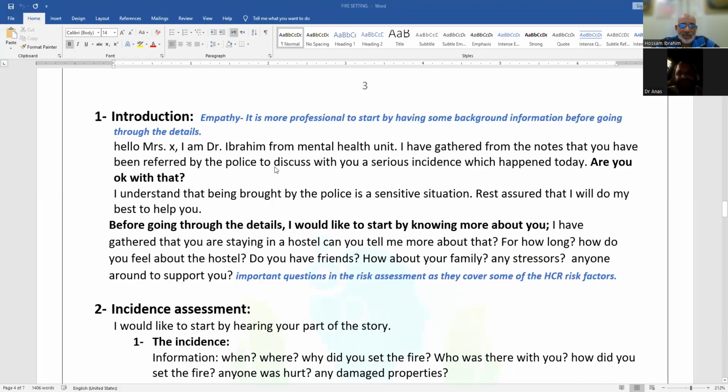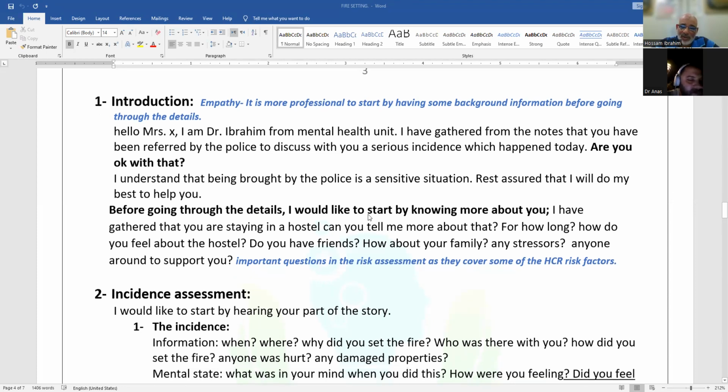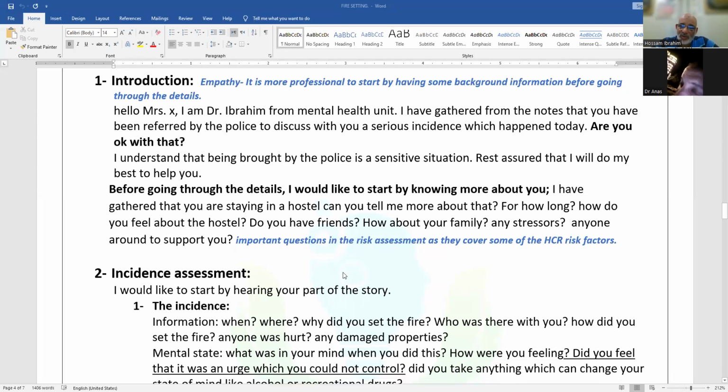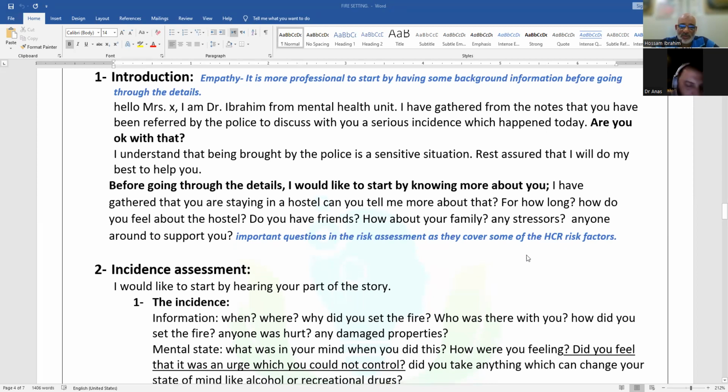So again, doctors, you must introduce yourself in an empathetic way. Usually in risk assessment, you're going to see a patient who was brought by the police, and this is not a very comfortable situation, definitely for him. You can say, I understand that being brought by the police is a sensitive situation. Rest assured that I will do my best to help you. But before going through details, I would like to start knowing more about you. I gather that you are staying in the hostel, for how long? These questions, as I say, just break the ice between you and the patient. At the same time, they cover important factors in the risk assessment.